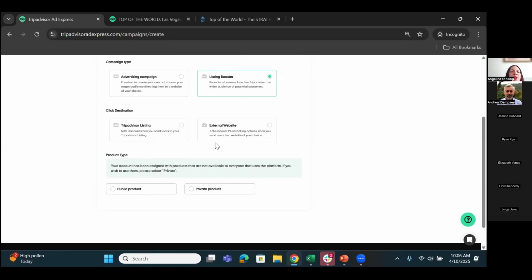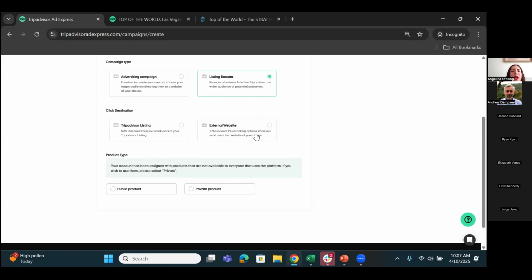So with the Tripadvisor listing booster, the first option, the Tripadvisor listing, when the user clicks on the listing booster, it gets directed back to your Tripadvisor business listing. That could be good if you are looking to increase engagement on your business listing. Maybe you want more reviews. Maybe you're currently selling tickets or room stays or have restaurant reservations on there. Whatever the case may be, if you want users back on your page, please go the Tripadvisor listing route.